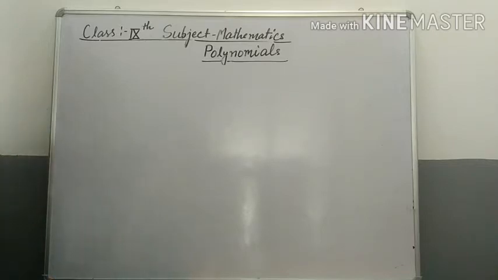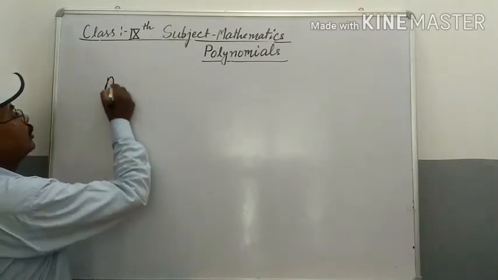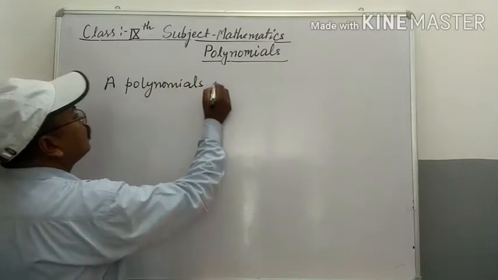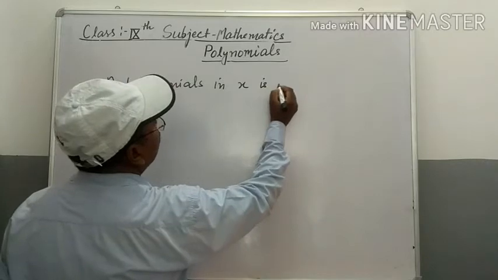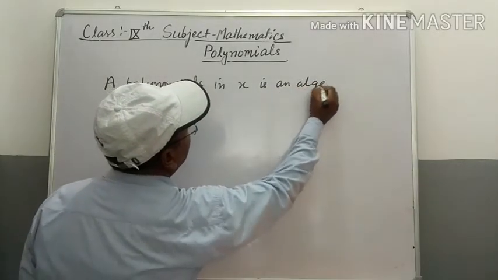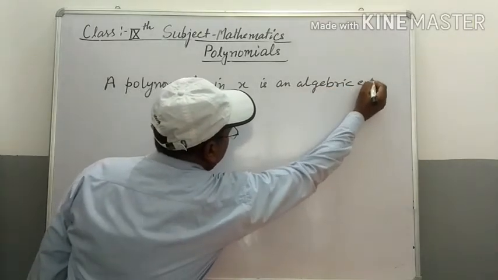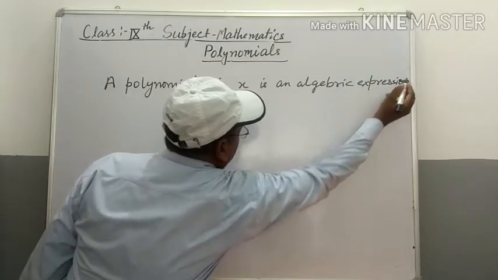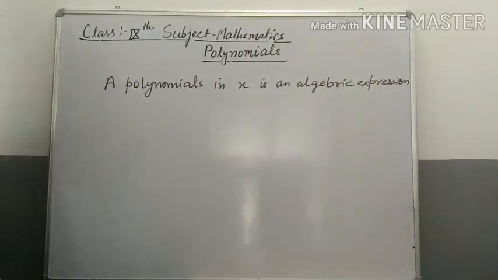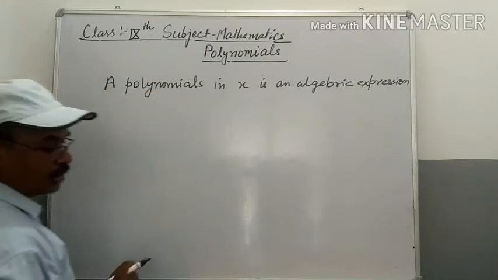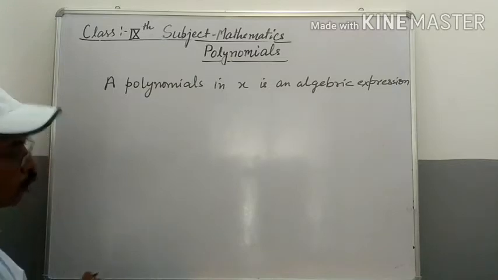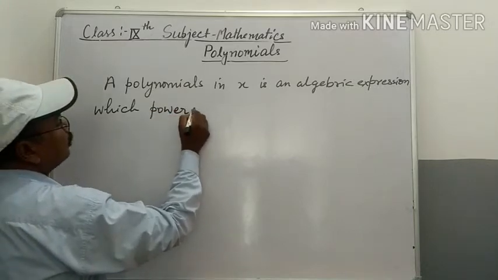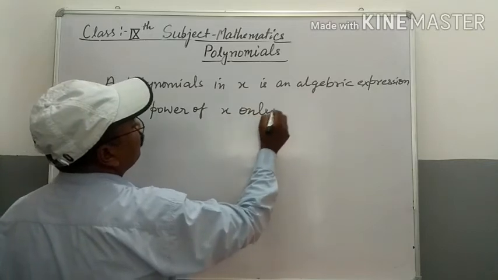A polynomial in x is an algebraic expression in which the powers of x are only whole numbers.